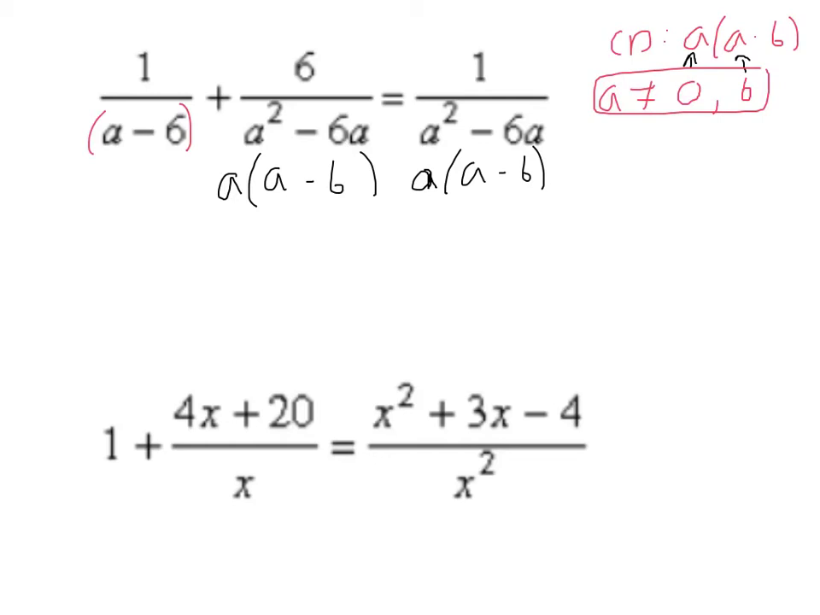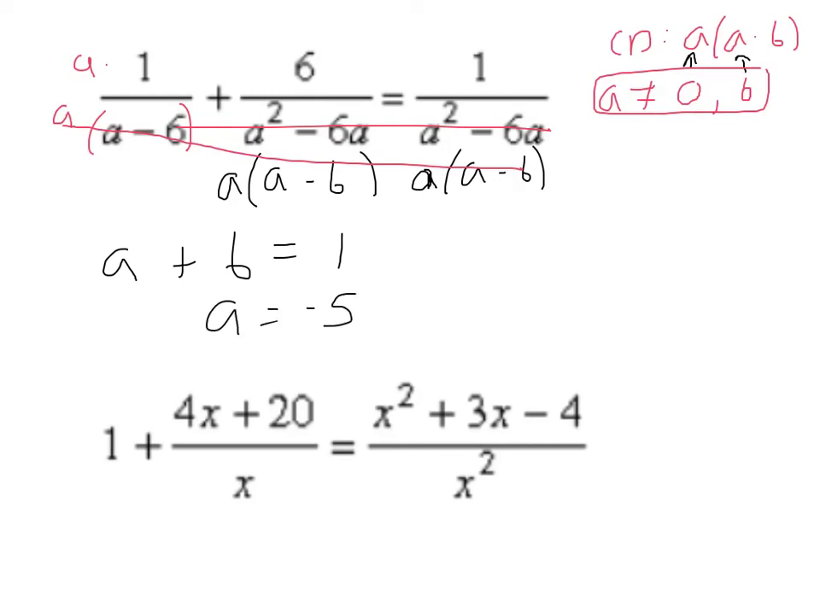But notice now that if you look at it this way, all the fractions have what they need except for the first one. That one needs another a. So once I've done that, I can get rid of my denominators, and I have a times 1 is a, plus 6 equals 1. So a is equal to a negative 5.